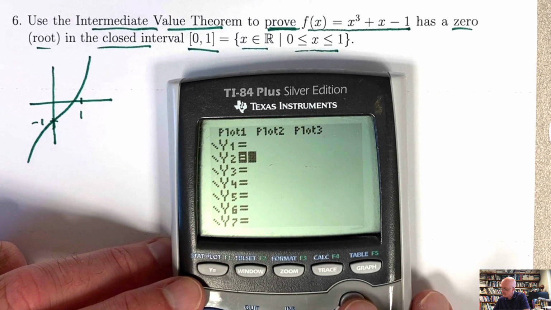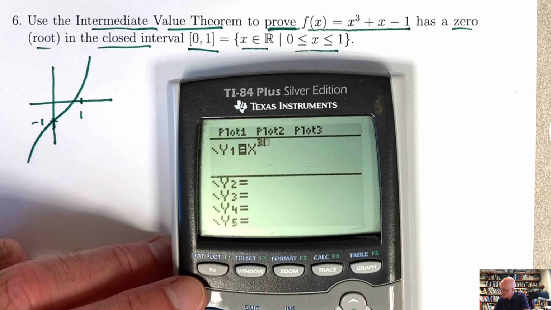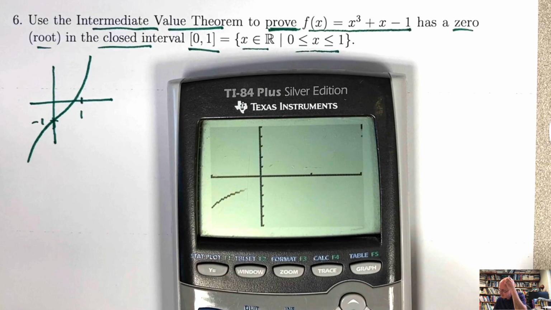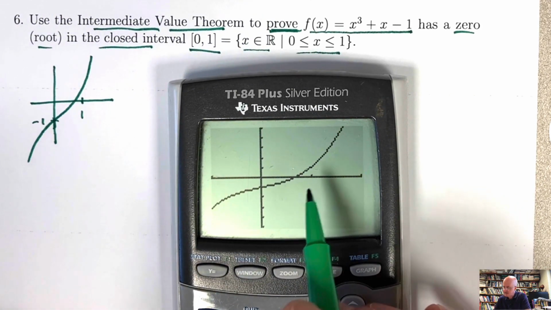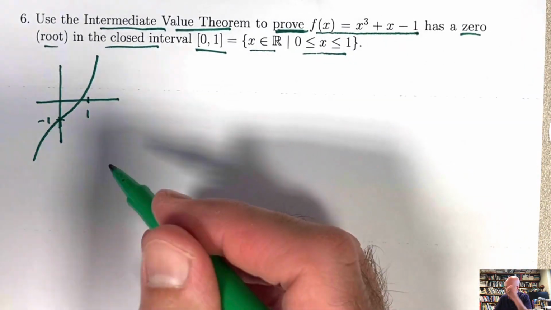Clear that out there. Why is it not clearing? My calculator was not clearing. There we go. X cubed plus x minus 1. Let's let x go from, say, -1 to 2. And y go from, I don't know, like -5 to 5. Okay, it looks like I drew it pretty accurately. This x-intercept, this 0 or root of the function, is a little closer to 1 than it is to 0. So this is a fairly accurate graph.